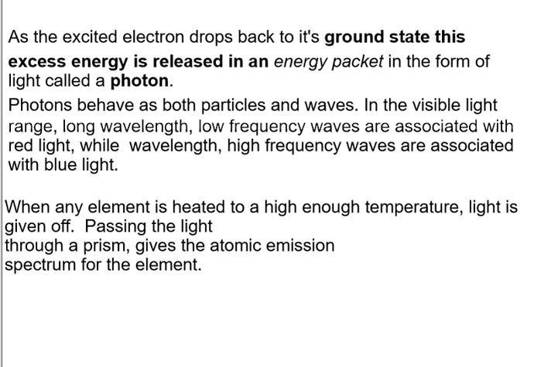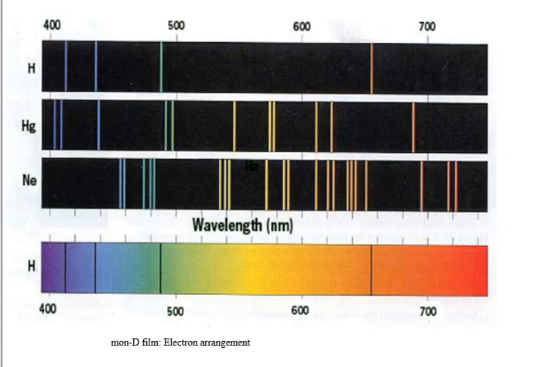So that photon is an energy packet. It's a short little burst of energy with a specific wavelength, and that wavelength corresponds to a specific color of light. So if I pass the light that is emitted through a prism, I get a distinct emission spectrum. These are examples of what you would see if I pass the light when we excite hydrogen, mercury, or neon through a prism. You'll notice that you get bars of light. You don't get a whole rainbow. Now this is called an emission spectrum.